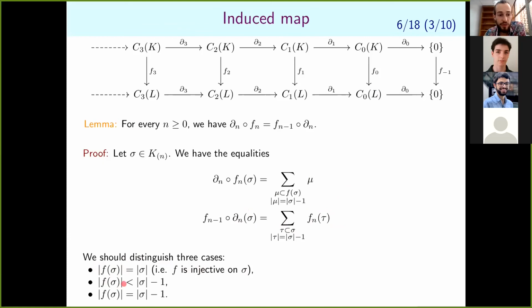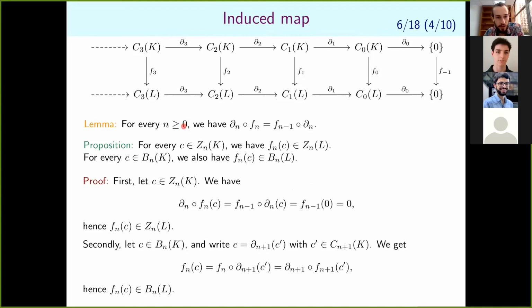If F is not injective, and moreover, if the cardinal of the image is strictly lower than the cardinal of sigma minus one, you can show that these two terms are zero. And if it is just the same cardinal minus one, you can still show that the two terms are zero, but you have to take care a little bit, because here you would obtain two terms that cancel. Okay. So we have this property, the diagram commutes, and we can deduce a lot of things thanks to that.